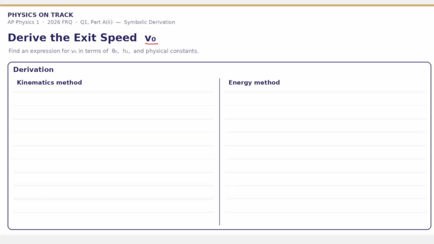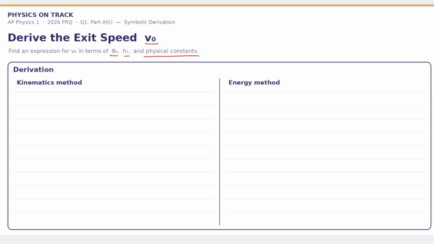And remember that V0 is the speed at which the water droplet is coming out of the nozzle. And in the expression, you can only have these variables in it. You can have theta 0, which is the launch angle, and h1, and any physical constant such as g. So this part of the problem can be done two ways. You can either use kinematics equations, or you can use the energy method.